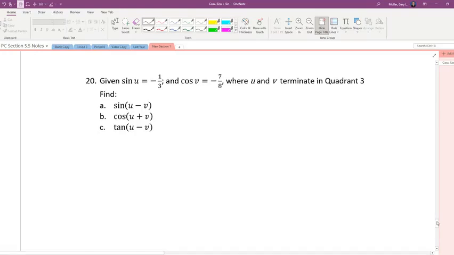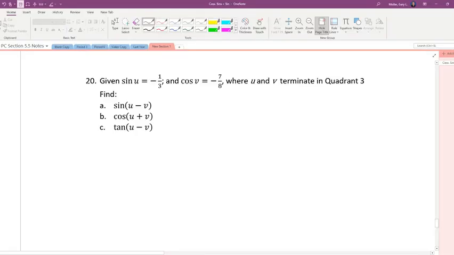Number 20, we'll at least do a piece of this. The sine of u and the cosine of v. The mistake you might make here is you might think u and v come from the same triangle or something, but that is nowhere stated. In fact, I think the math wouldn't even support that. So we're in quadrant 3.